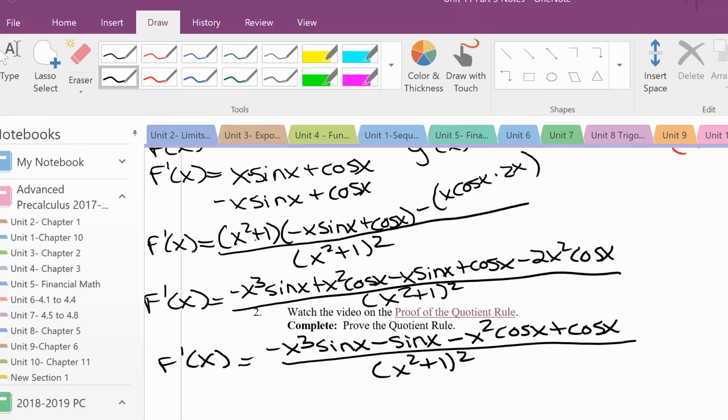So g f prime minus f g prime. So then when you FOIL, you get negative x, all this stuff here. And then you have to combine like terms, because notice you have a minus 2x squared cosine x and a plus x squared cosine x. So that's where you get this. And then that is your derivative. Yes, cool stuff.